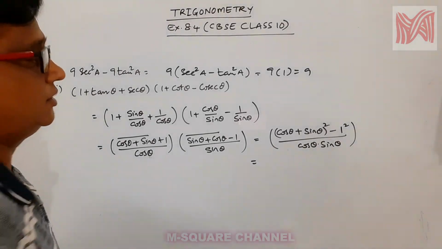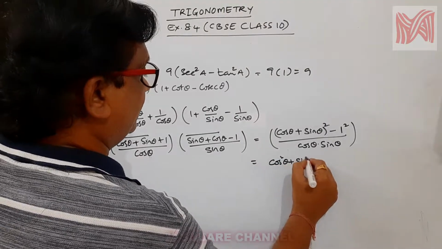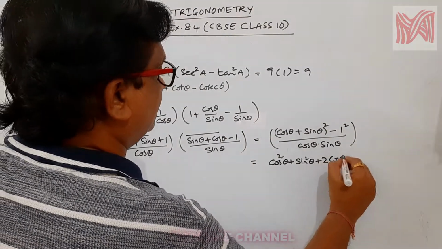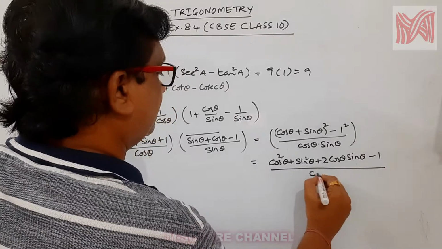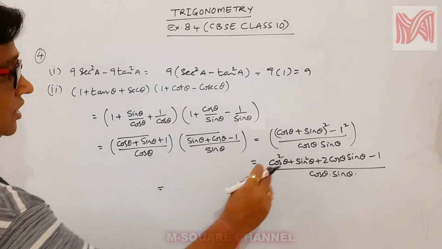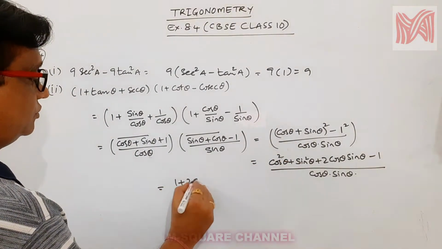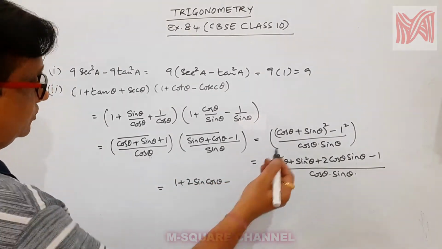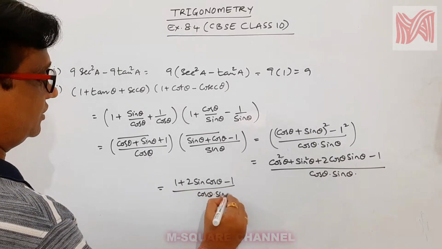(a plus b) whole square means a square, cos square theta plus sin square theta, plus 2 cos theta sin theta, minus 1, by cos theta into sin theta. Now already we know that sin square theta plus cos square theta is 1. So 1 plus 2 sin theta cos theta, or 2 cos theta sin theta, because the commutative property is there, minus 1, by cos theta into sin theta.